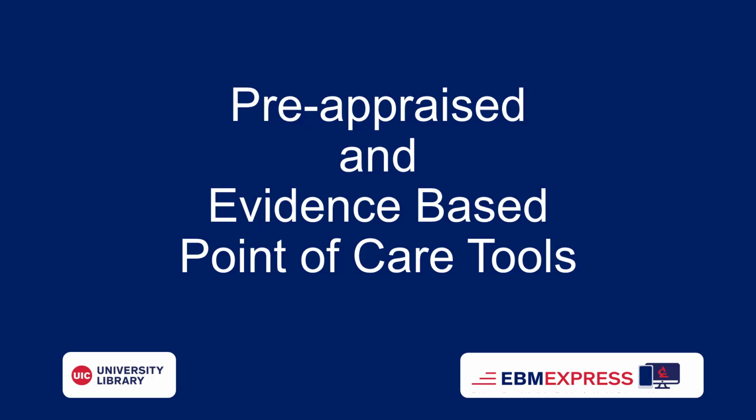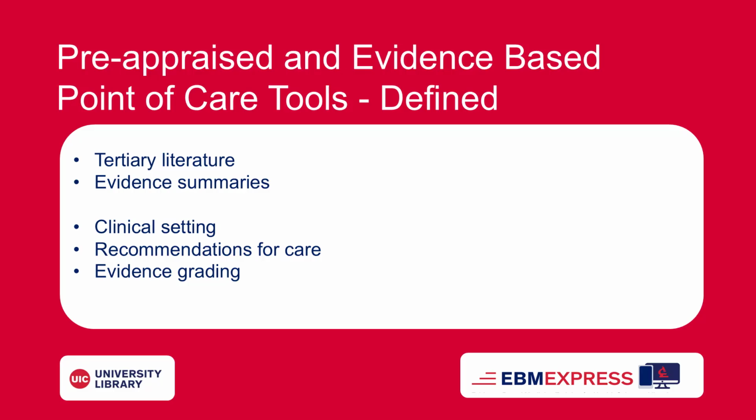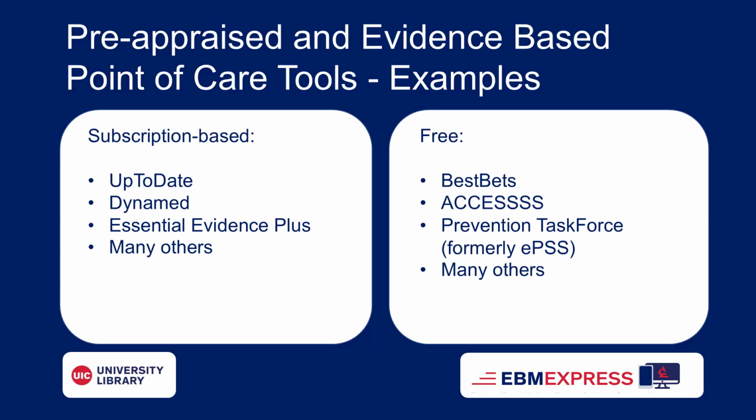Besides primary and secondary literature, there are pre-appraised and evidence-based point-of-care tools. These are sometimes referred to as tertiary literature or evidence summaries. These tools combine different types and levels of evidence into one resource that is easier to use, and they are typically designed to be used in a clinical setting. Many of these tools will provide recommendations for care, and some will even grade the evidence that they are including. There are many of these tools.